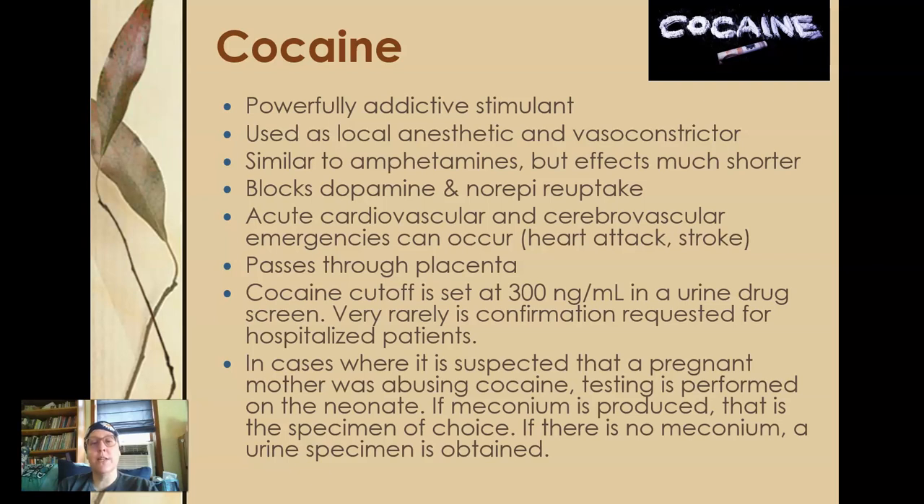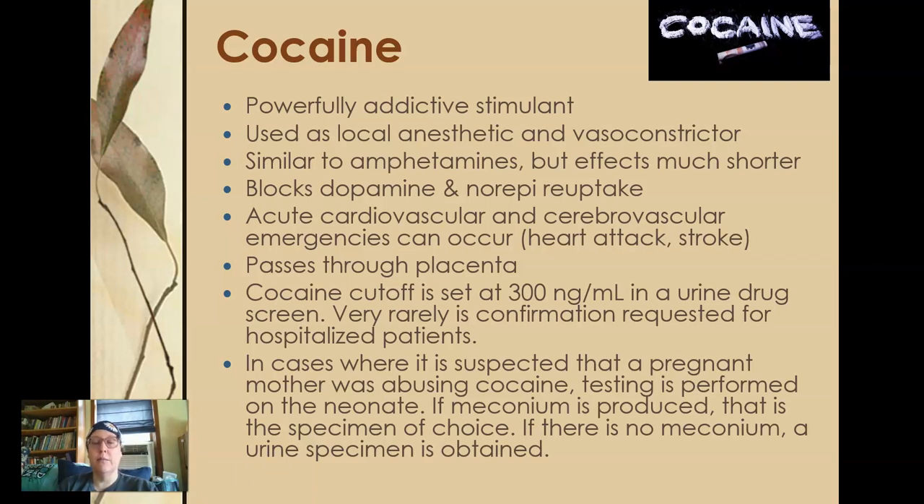It can cause acute cardiovascular and cerebrovascular emergencies. So basically, it can cause the users to experience heart attacks or strokes. It can pass through the placenta, and therefore the babies of moms that are addicted to cocaine will be born addicted to cocaine. The cocaine cutoff is set at 300 nanograms per mil in a urine drug screen. Very rarely is confirmation requested for a hospitalized patient. In cases where it is suspected that a pregnant mother was abusing cocaine, they will test the baby. And again, for babies, we use meconium, which is the first bowel movement after they're born.